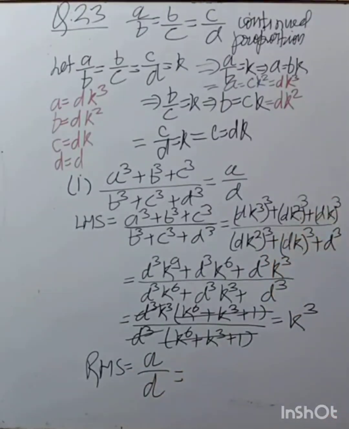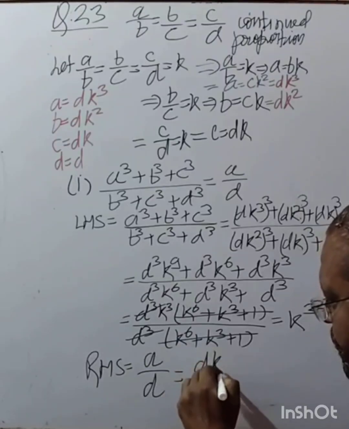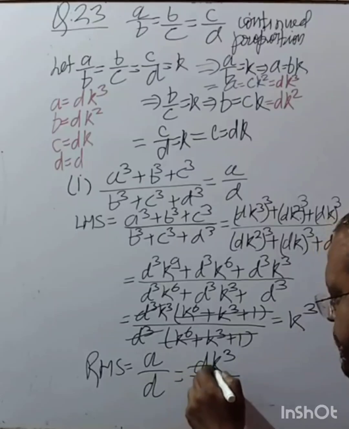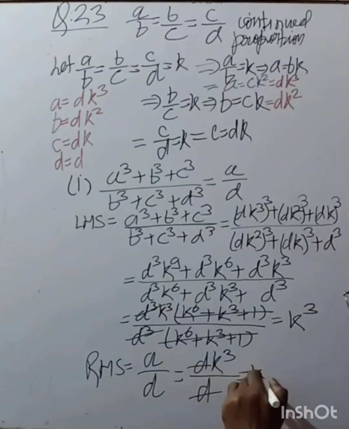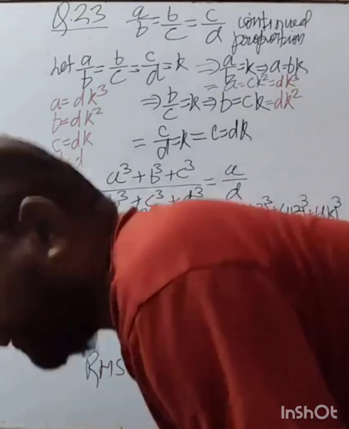So what was A? dk cubed, or d is d, cancel out, so it becomes k cubed. So LHS is equal to RHS is equal to k cubed. Done? Yes. Okay.